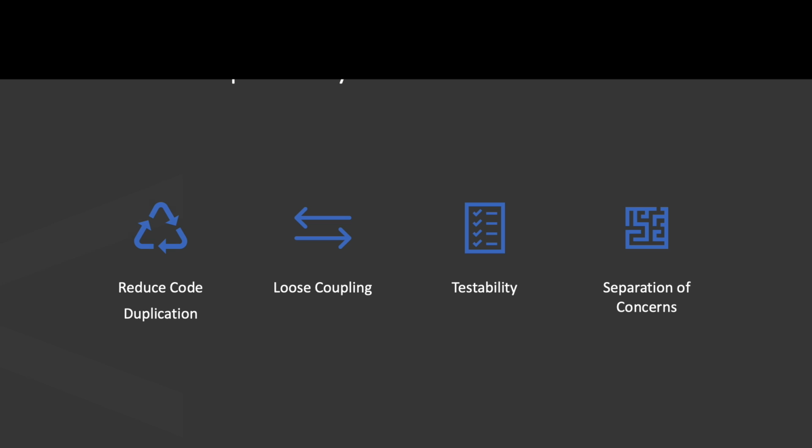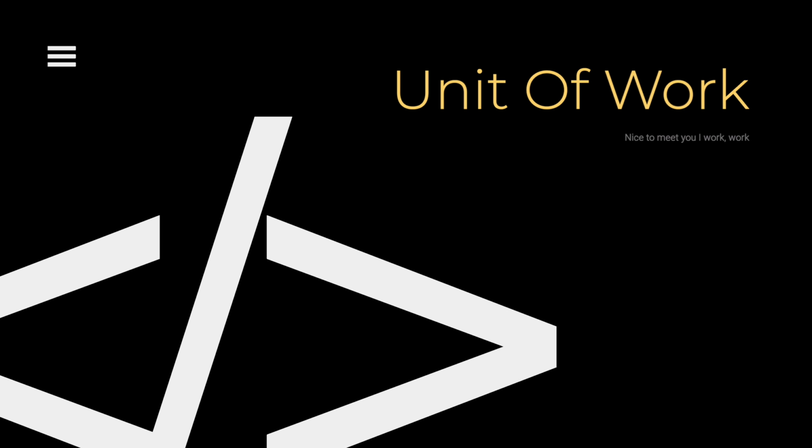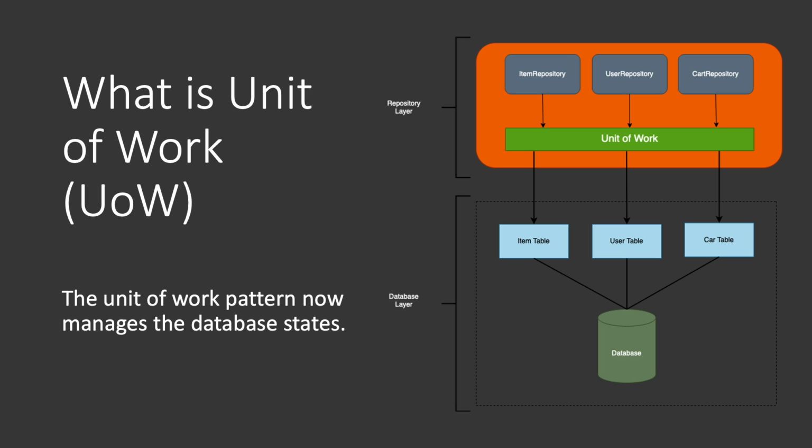So the next point we're going to be discussing is unit of work. So what is unit of work? If the repository pattern is our abstraction over the idea of persistent storage, the unit of work pattern is our abstraction over the idea of atomic operation. It will allow us to finally have a fully decoupled service layer and data layer. The unit of work pattern now manages the database states.